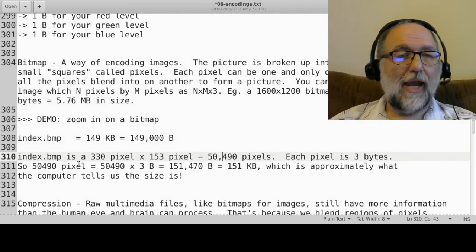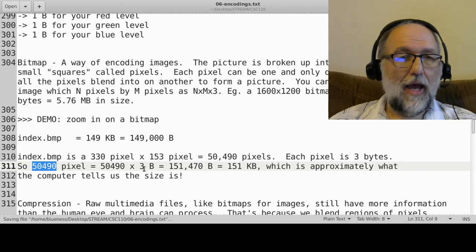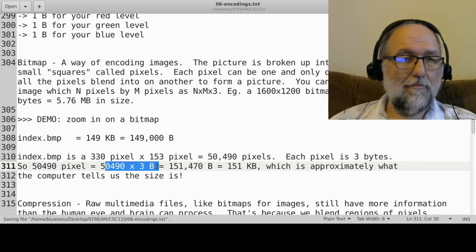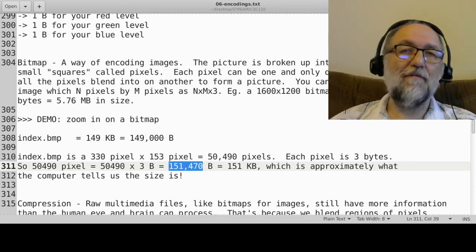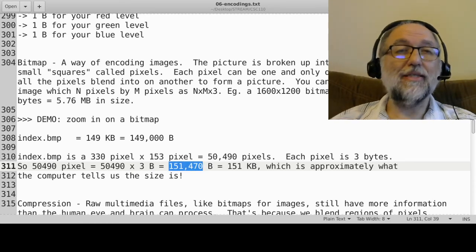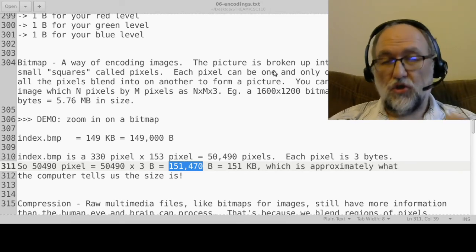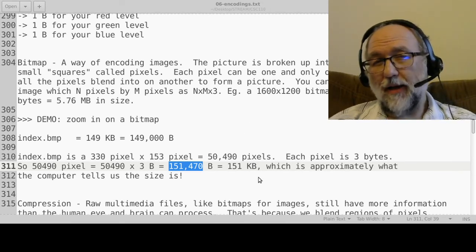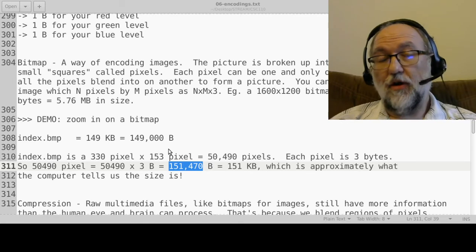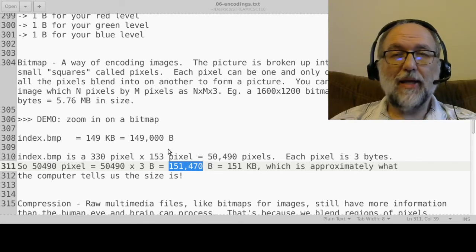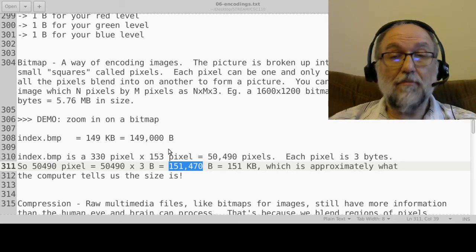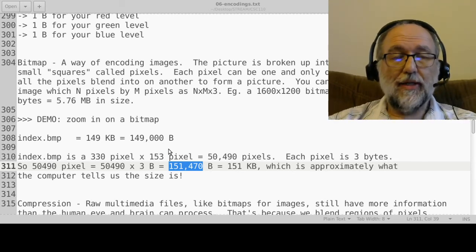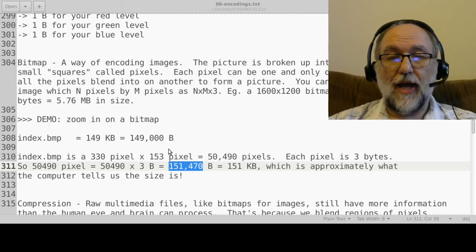So if you take the 50,490 and multiply that by 3 bytes, because each pixel is 3 bytes, you get 151,470 bytes, which turns out to be 151 kilobytes. That is a little bit different than the 149 kilobytes, and there are some reasons why they're not exactly the same, but that's a pretty good measure of the size of the file.